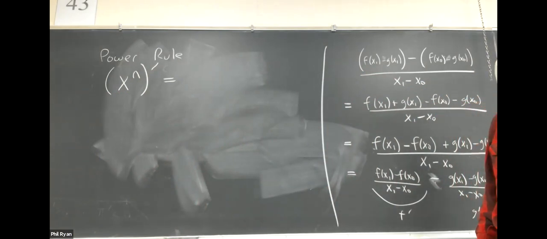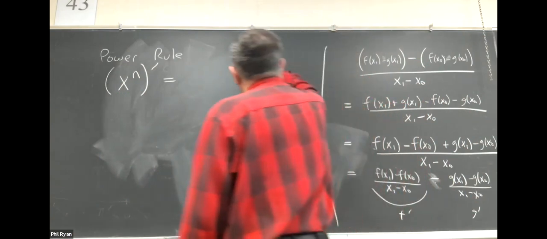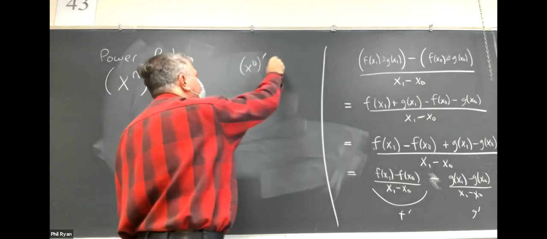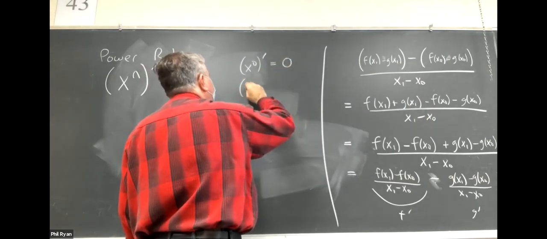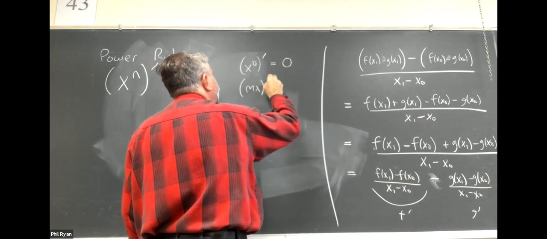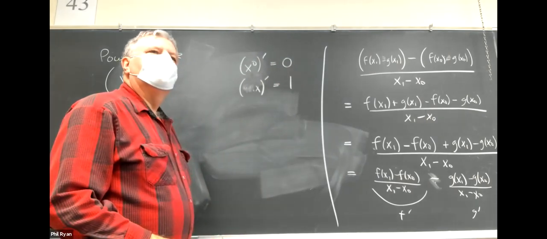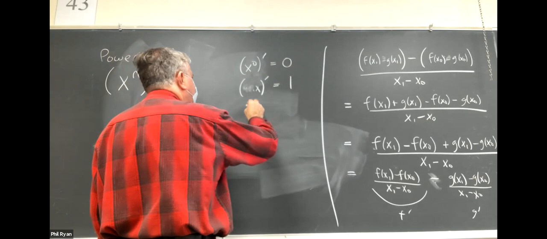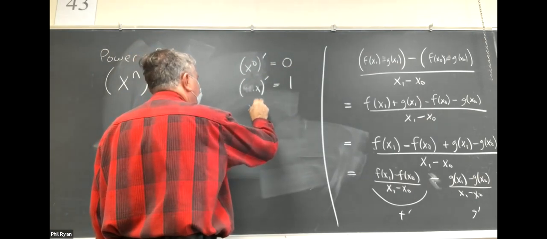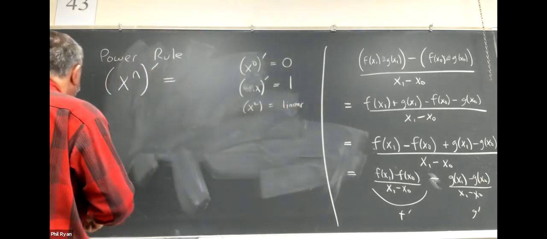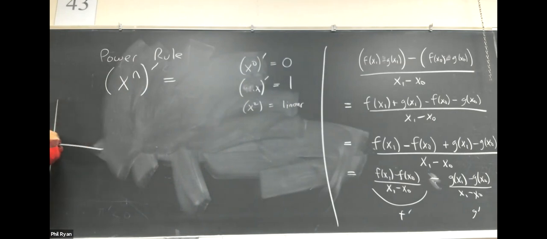So we know that the derivative of x to the 0, which is just 1, is 0. The derivative of just x is 1. We've seen that the derivative of x squared is something linear, because when we have something which looks like that, the derivative looks something like this. It looks something linear.